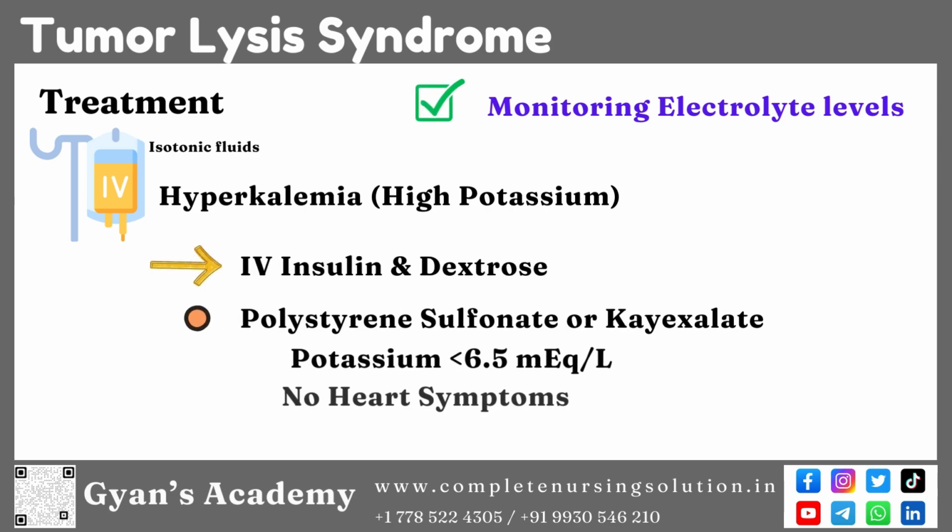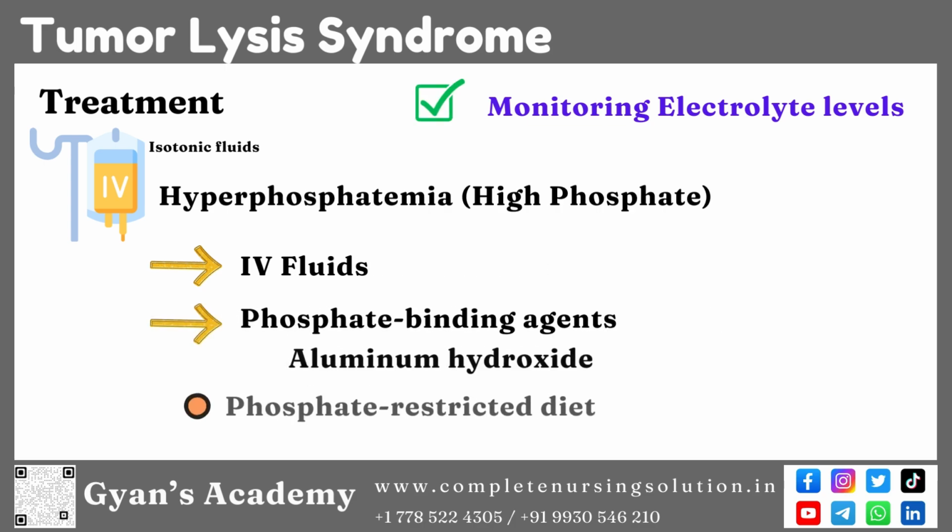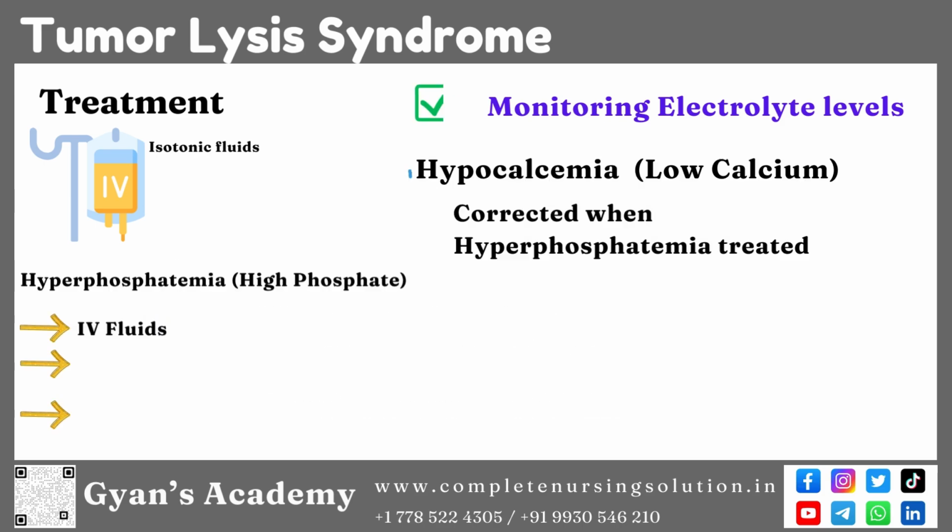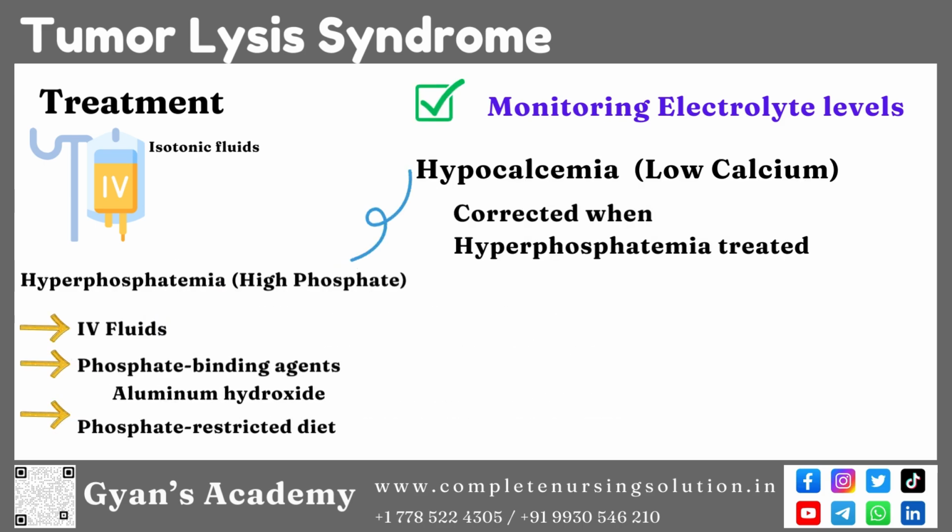If potassium levels are below 6.5 milliequivalents per liter and there are no cardiac symptoms, sodium polystyrene sulfonate can be used. Phosphate binding agents such as aluminum hydroxide and a phosphate restricted diet are recommended. Hypocalcemia usually resolves once hyperphosphatemia is managed.